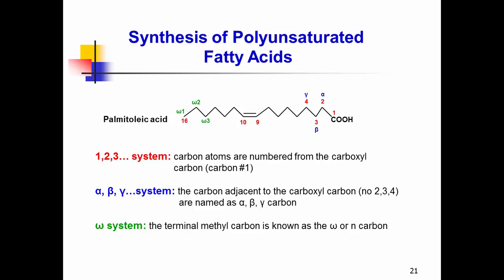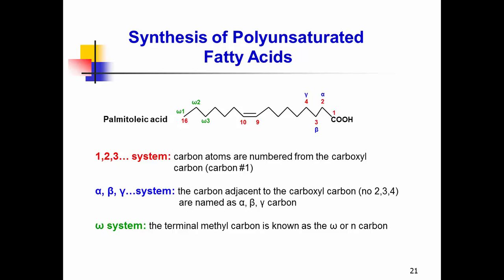And also the alpha, beta, and gamma system. The alpha carbon is basically the carbon that's adjacent to the carboxyl carbon, right? We name it alpha, beta, and gamma. And the last system is called the omega system. The omega system actually starts from the methyl end, right? So the first carbon at the methyl end is called omega 1, and then omega 2 and 3.